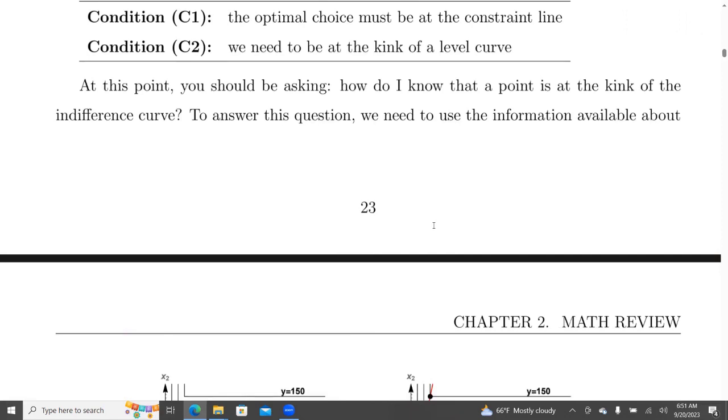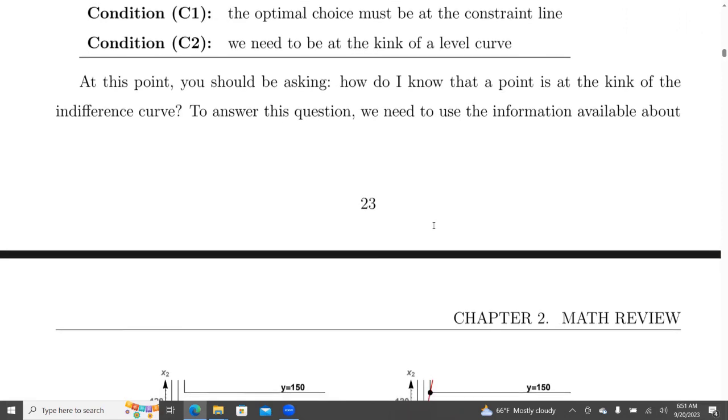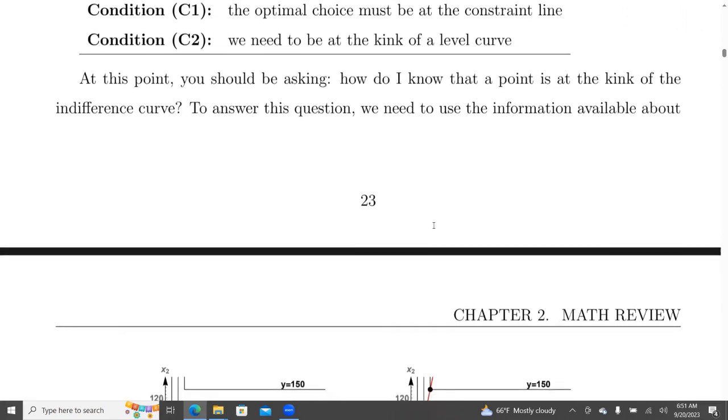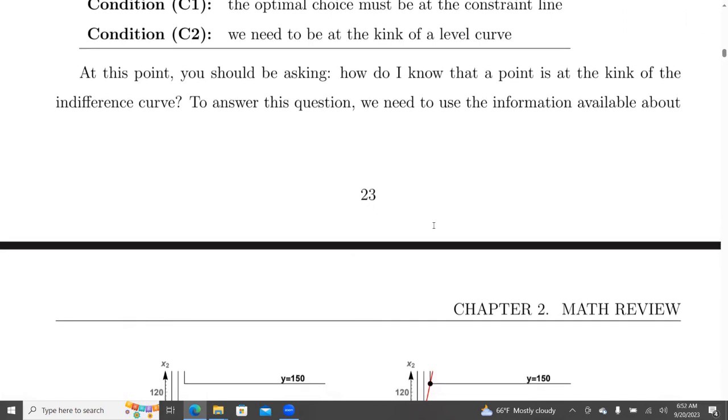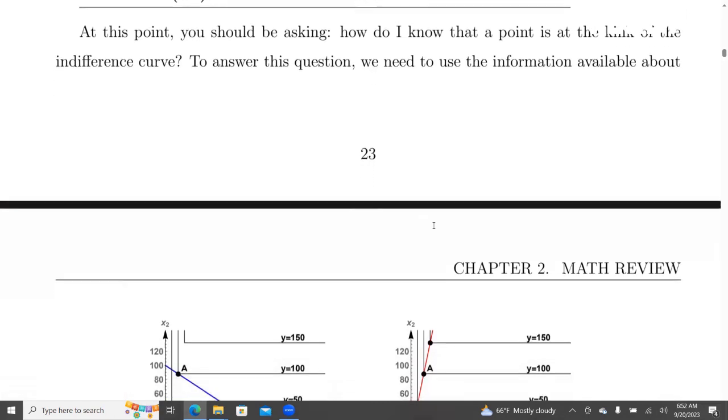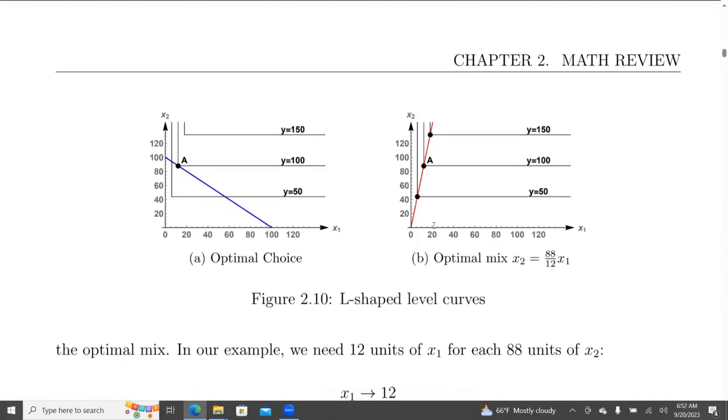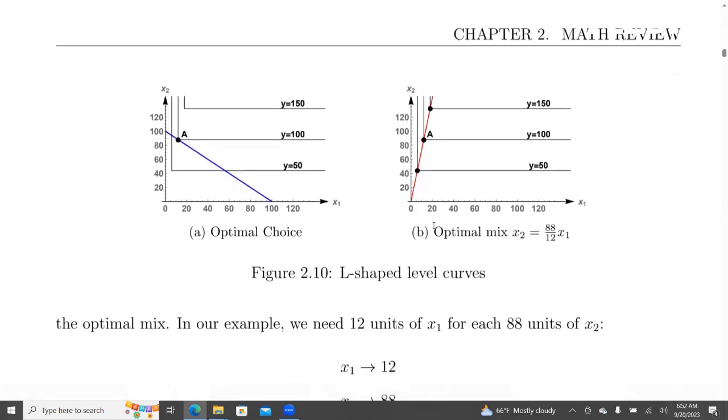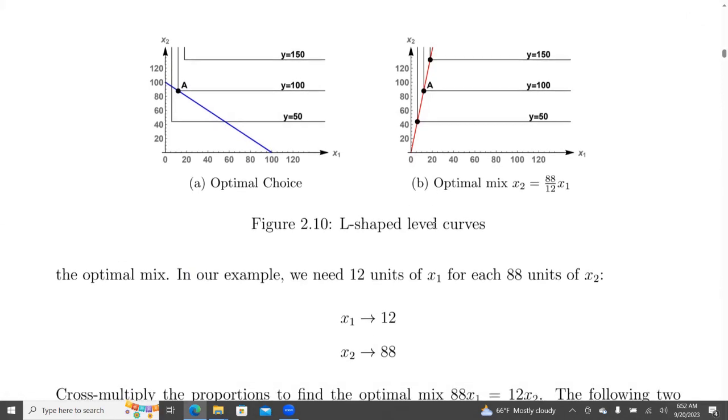At this point, you should be asking, how do I know that the point is at a kink of the indifference curve? To answer this question, we need to use information available about the optimal mix. In our example, we need 12 units of x1 for each 88 units of x2.